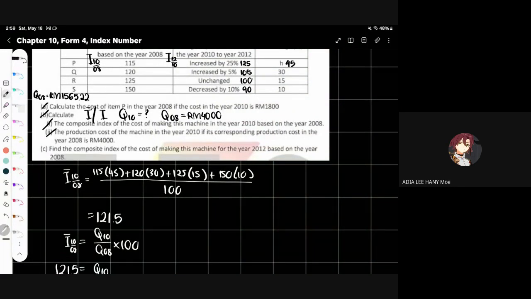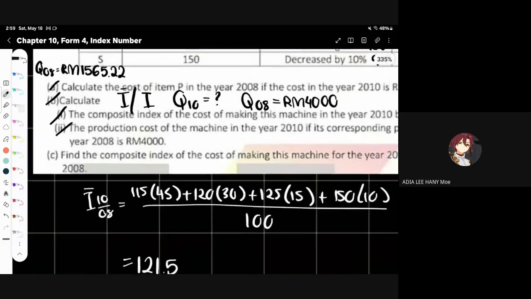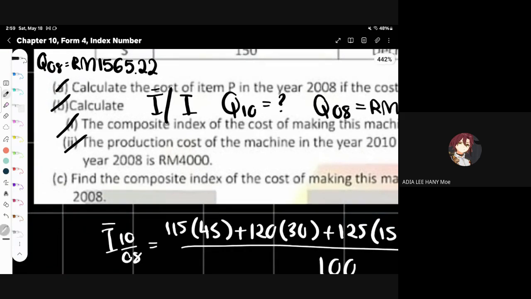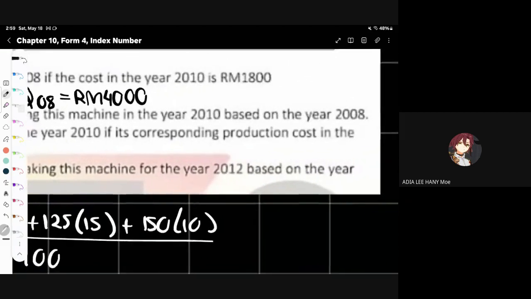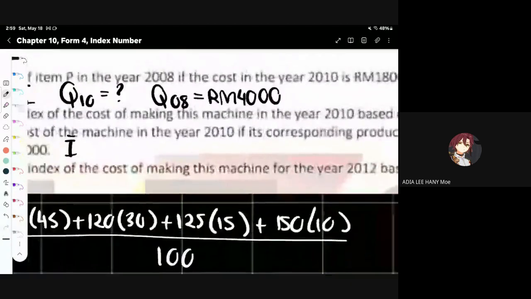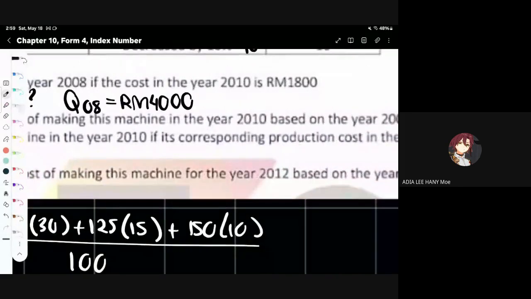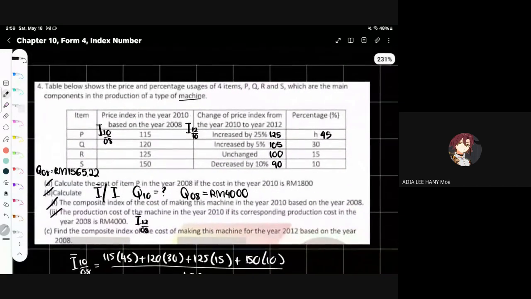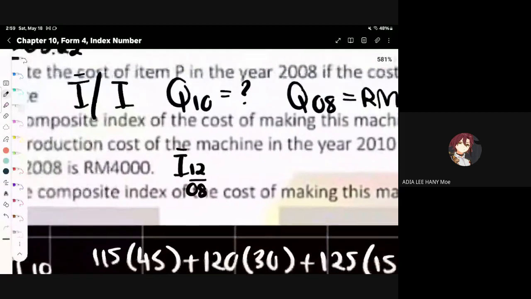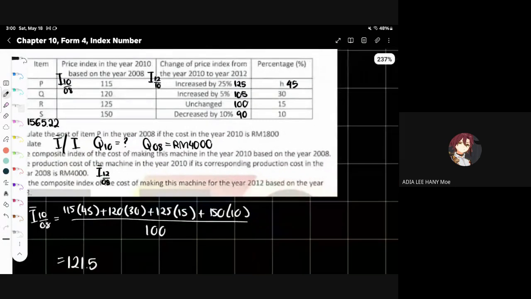Find the composite index of the cost of making this machine for the year 2012 based on the year 2008. They mentioned composite index, so I dash. They mentioned 2012 based on the year 2008. Do we have 2012 here? No, we do not have it. And we are talking about index, and remember, this one involves 3 years.